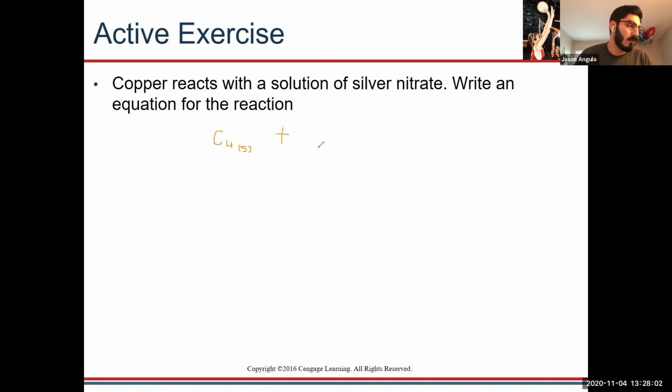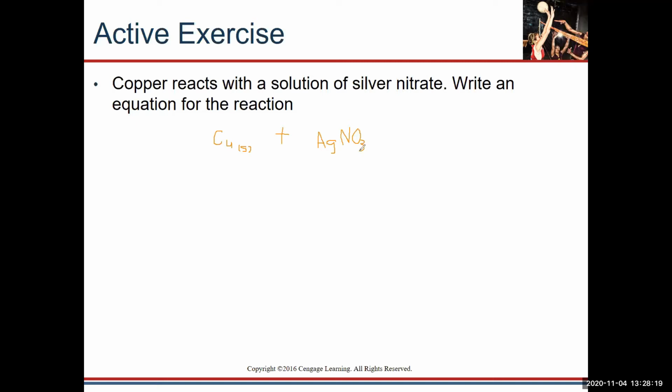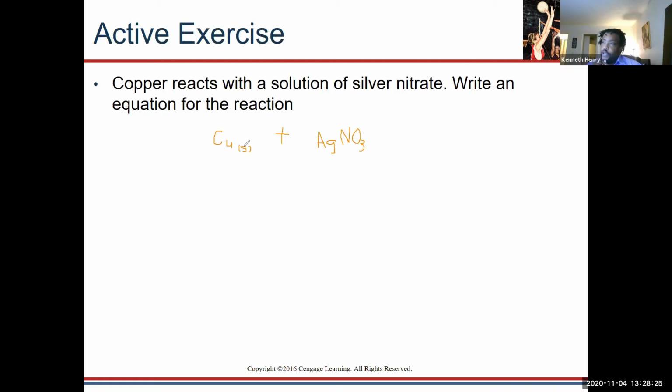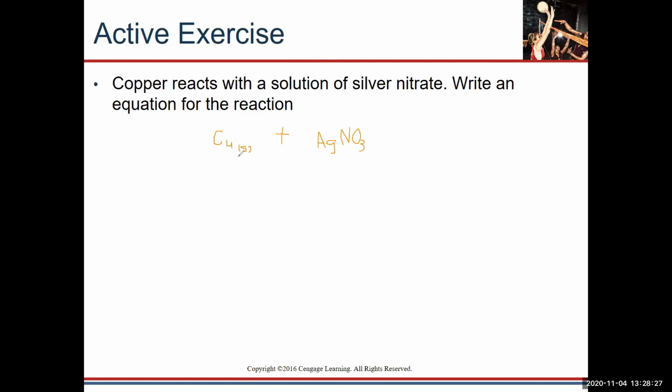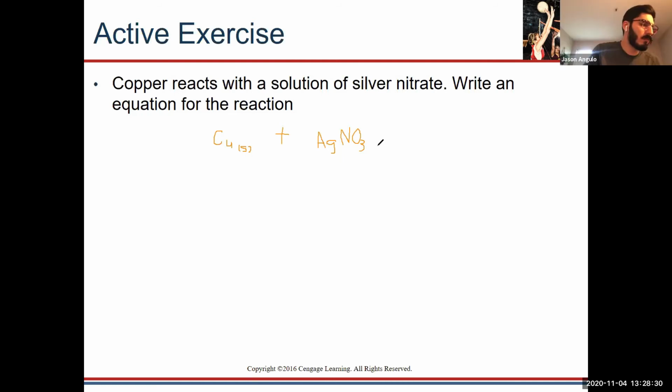With AgNO3. Oh wait, Ag, yes. I was mixing them up. Is that formula correct? No, we have to go back and put the Roman numeral for copper, right? No, you don't put the Roman numeral in the chemical formula. Oh, okay. That one's balanced, right? Because silver has a positive one charge and nitrate has a negative one charge. Is it a solid, liquid, gas, or aqueous? Aqueous, because it's a solution. That is correct.